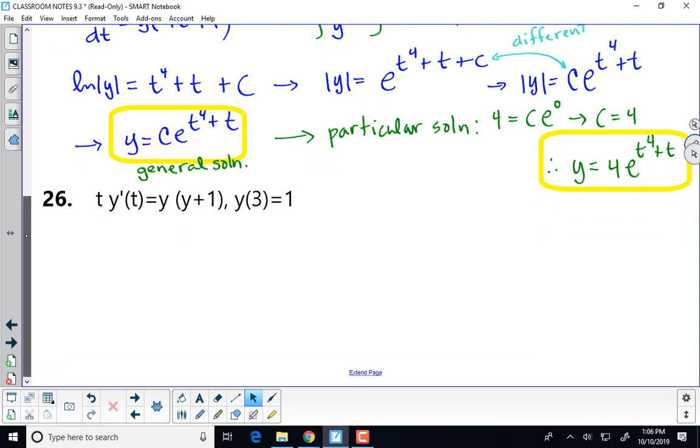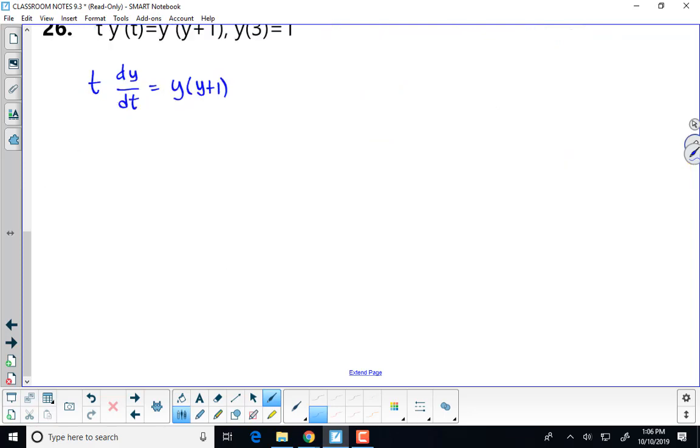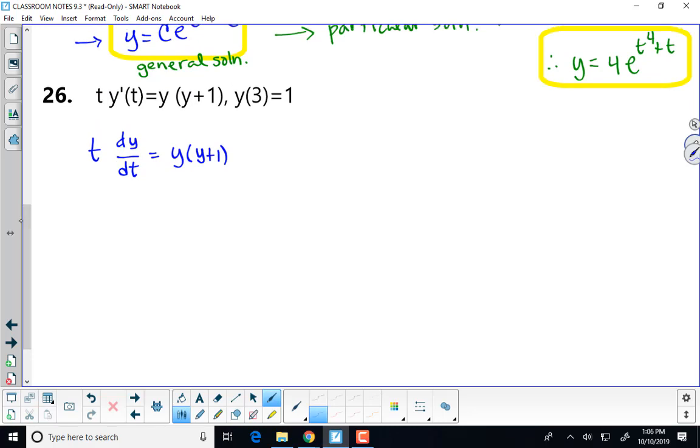Let's do another one. And it's pretty important to rewrite your y prime in differential form so that you can separate your variables. So I'll always start out by doing that. Just rewrite it so that it's in differential form. Prime notation doesn't work so well when you're trying to separate differentials. So this one ends up with dy divided by y times y plus 1, and that's going to equal dt over t. And we integrate both sides.